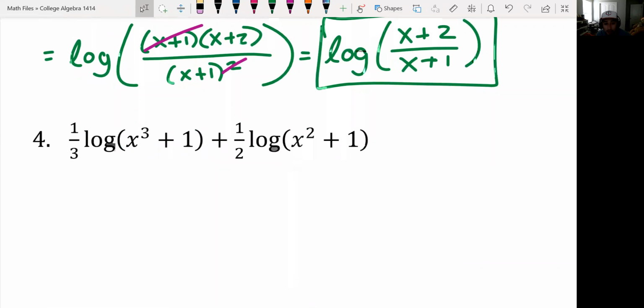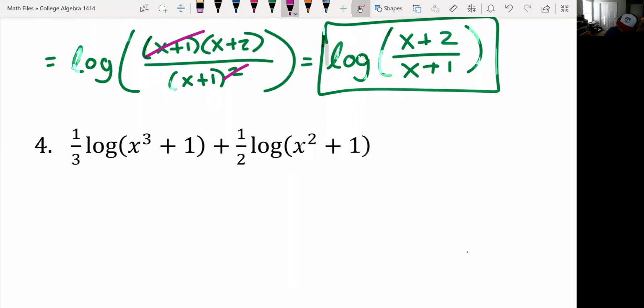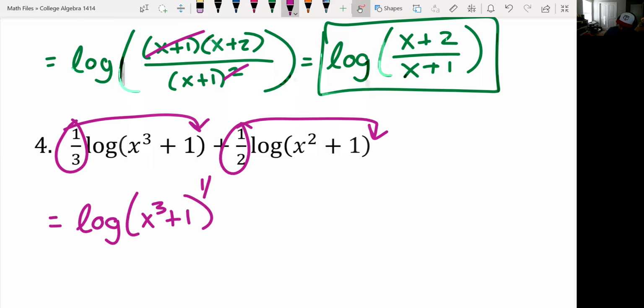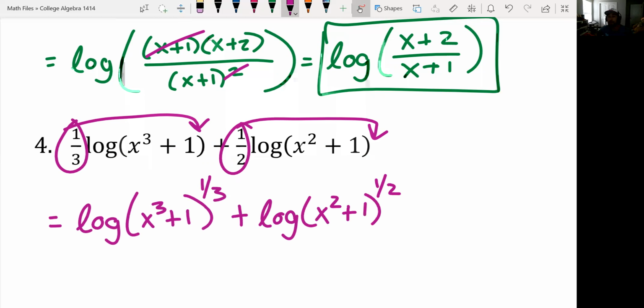All right, 1/3 log x cubed plus 1 plus 1/2 log x squared plus 1. So we see that these are connected by addition. So we're going to use the sum to product. But before we do so, that 1/3 has to go back there. That 1/2 has to go back there. So we'll get log of x cubed plus 1 to the 1/3 plus log of x squared plus 1 to the 1/2.